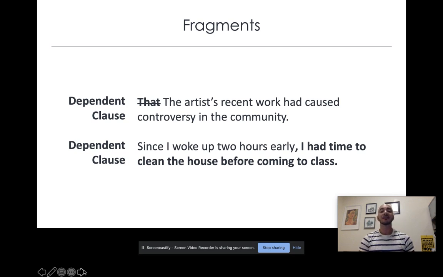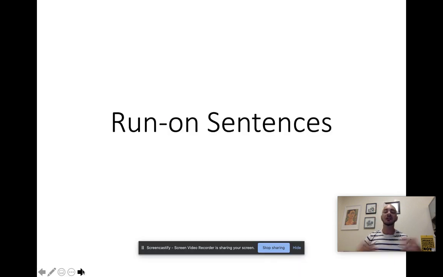In number two, since I woke up 2 hours early, this time we're going to add something onto the end of it. We're adding an independent clause to the dependent clause in order to make it a complex sentence. Since I woke up 2 hours early, comma, I had time to clean the house before coming to class. You have both a subject, I, and a verb, woke, and then you have a new subject, I, had. And this time, the second clause here is an independent clause or a simple sentence, and so we can combine those two to make a compound sentence.